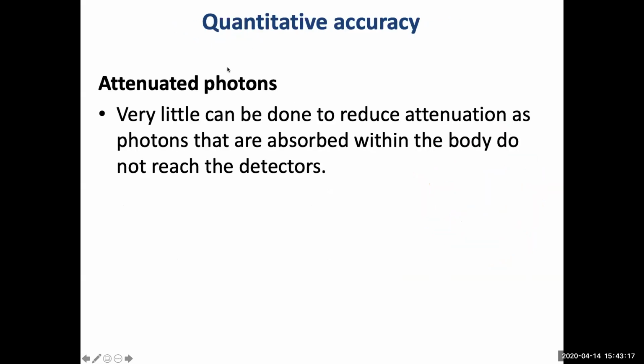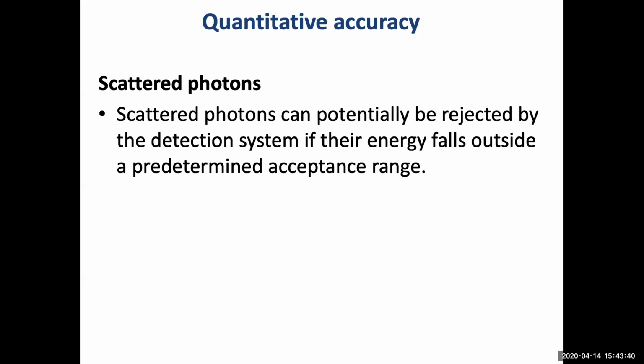Attenuated photons: in the gamma camera or the PET scanner, very little can be done to reduce attenuation. If the photon is attenuated in the body before arriving at the detector, because photons are absorbed within the body and do not reach the detector, we cannot correct that. So we cannot play with a system parameter to correct for attenuated photons.